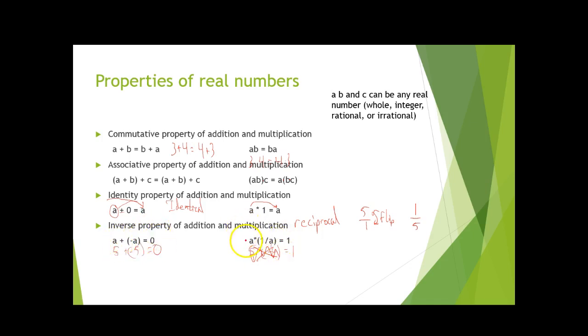So the inverse property says basically what can you add to a number to make it 0, and what can you multiply a number by to make it 1? Well, you add its opposite, and you multiply by its reciprocal. 0 for addition, 1 for multiplication. Okay.